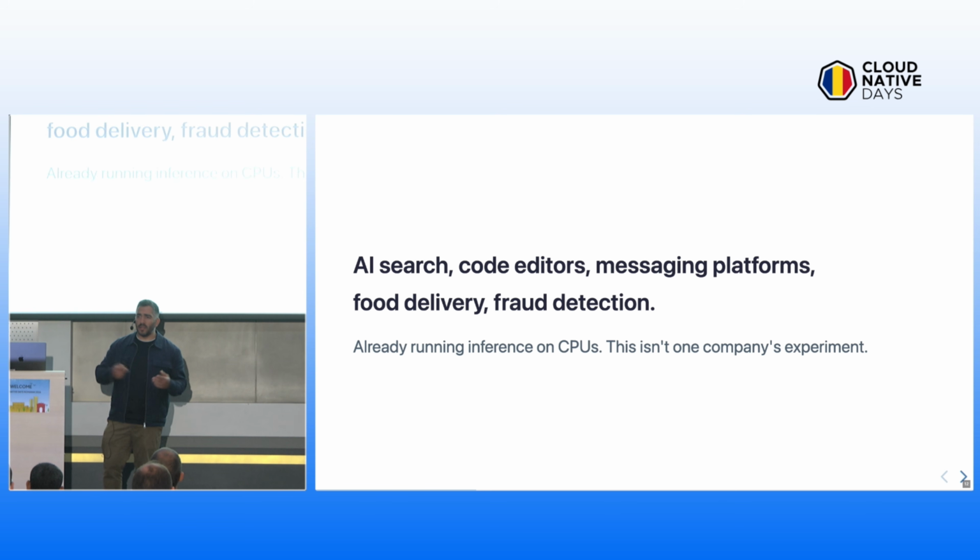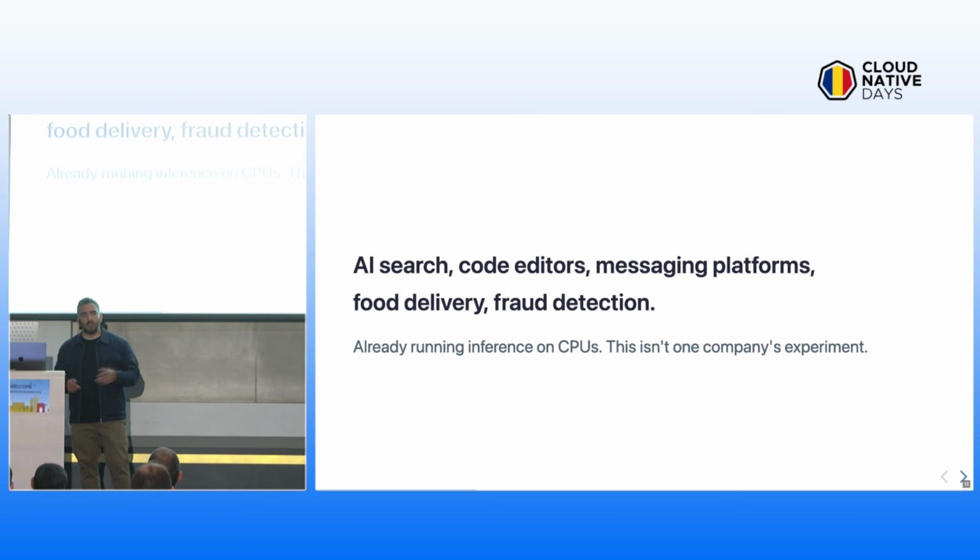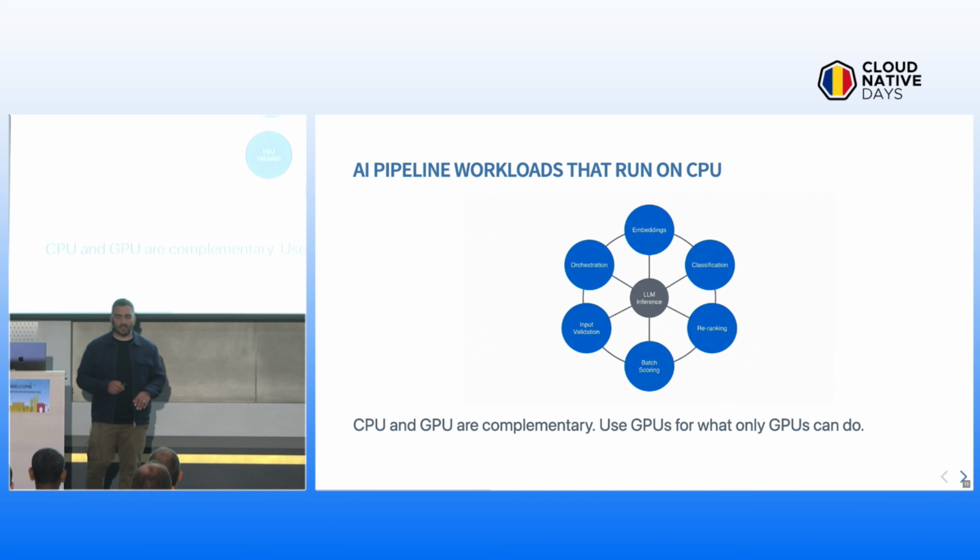This is not only one company doing this. I've heard this more and more often with customers that I talk to every day. So what does that look like in the API and the AI pipeline workloads that run on CPU? At the center, you might have an LLM, but surrounding that LLM, you might have other parts of the ecosystem that might be, again, good options for running on CPUs. That will be embeddings for a RAG system that you would like to do, classification, fine ranking, batch scoring, and so on and so forth, right?